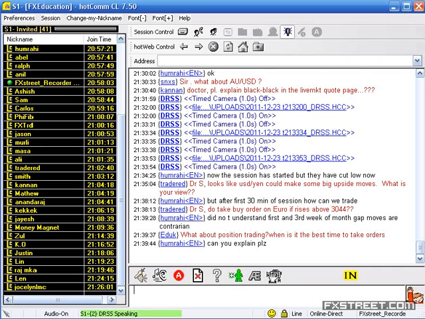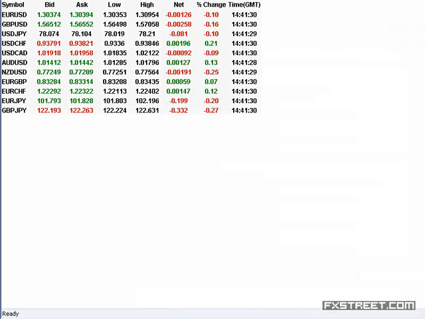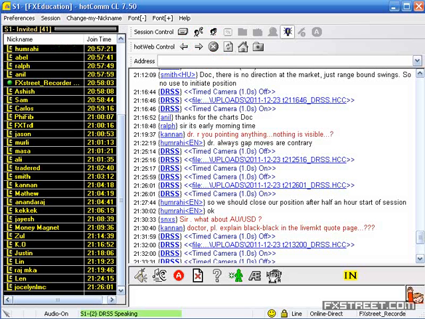Now the session has started, but they have cut the low. Yes, you are right. They are just making subdued moves. But still, I'm not hedged, so we'll watch it carefully. Looks like USDN could make some big upward moves. Yes, that's what I explained. Year end, they could normally make some big moves in USDN. One-sided moves, normally they do it during that particular time frame.